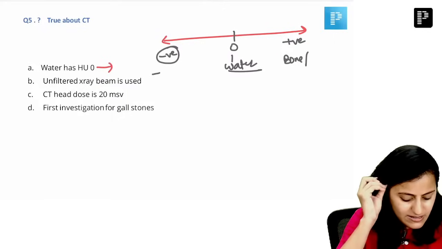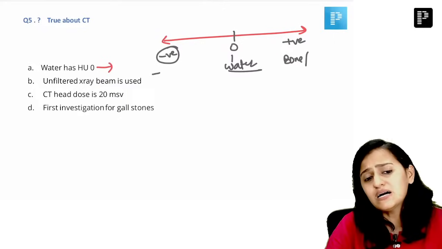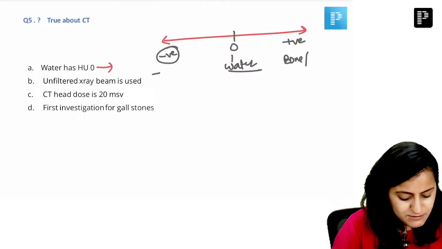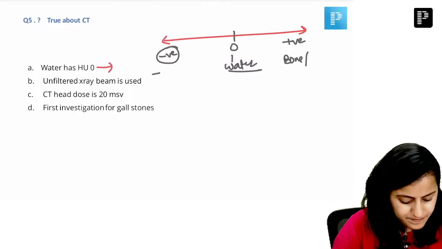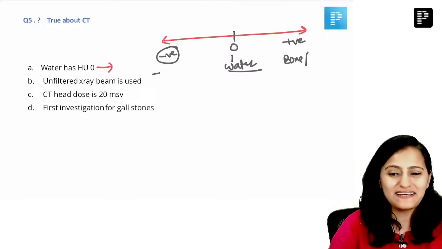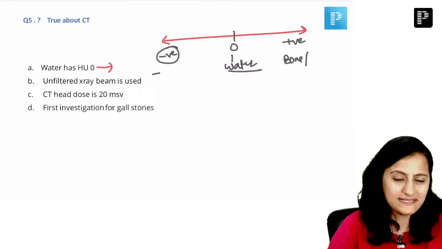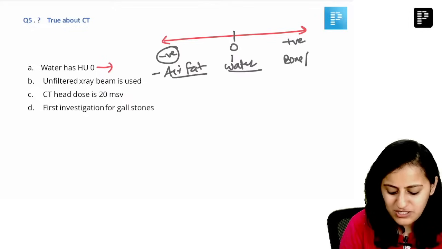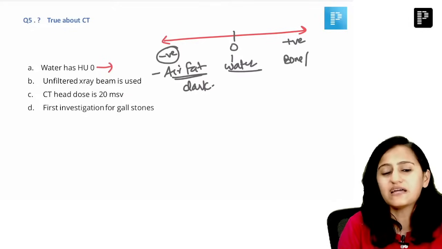So can you tell me, what substances have negative HU value? What substances have negative HU value? Right, very good. It is air and fat which have negative HU value, so they appear dark on CT.